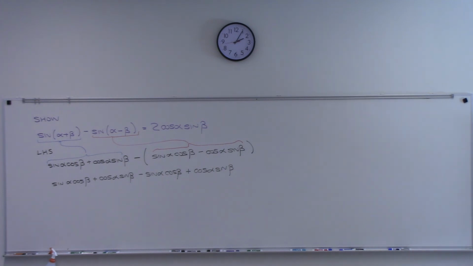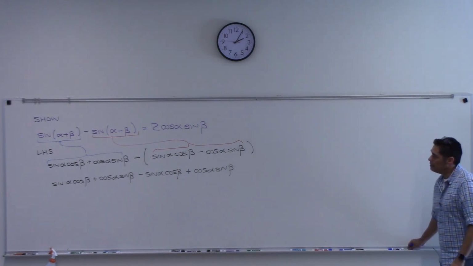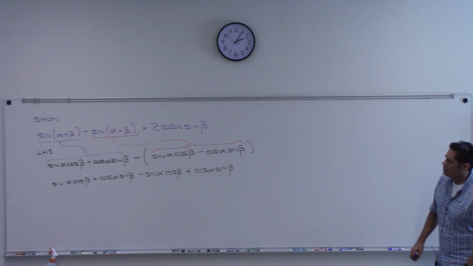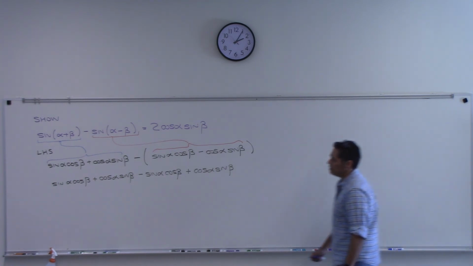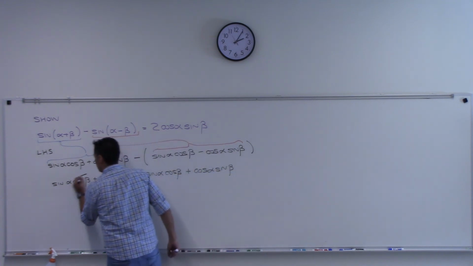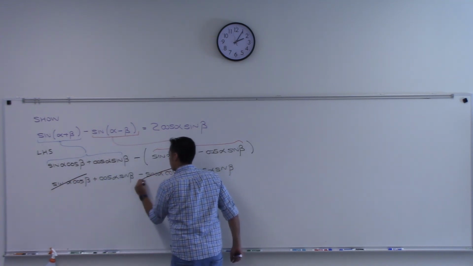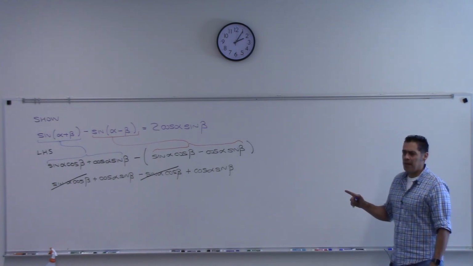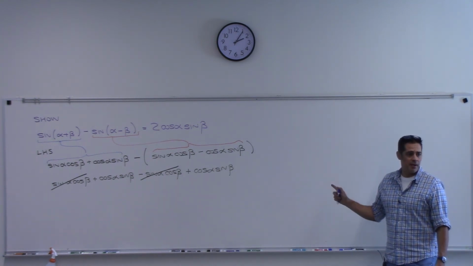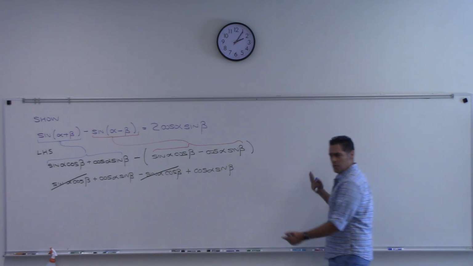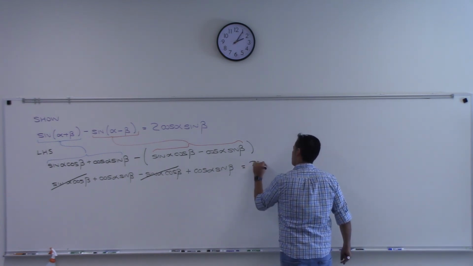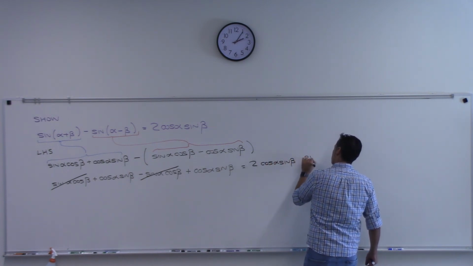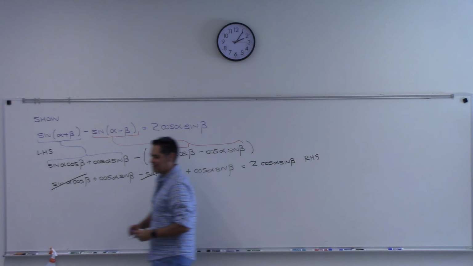Something goes away. What goes away? Sine alpha cosine beta cancels. And I'm left with cosine alpha sine beta plus another cosine alpha sine beta. So that's two of them. 2 cosine alpha sine beta, which is the right-hand side. Yes.